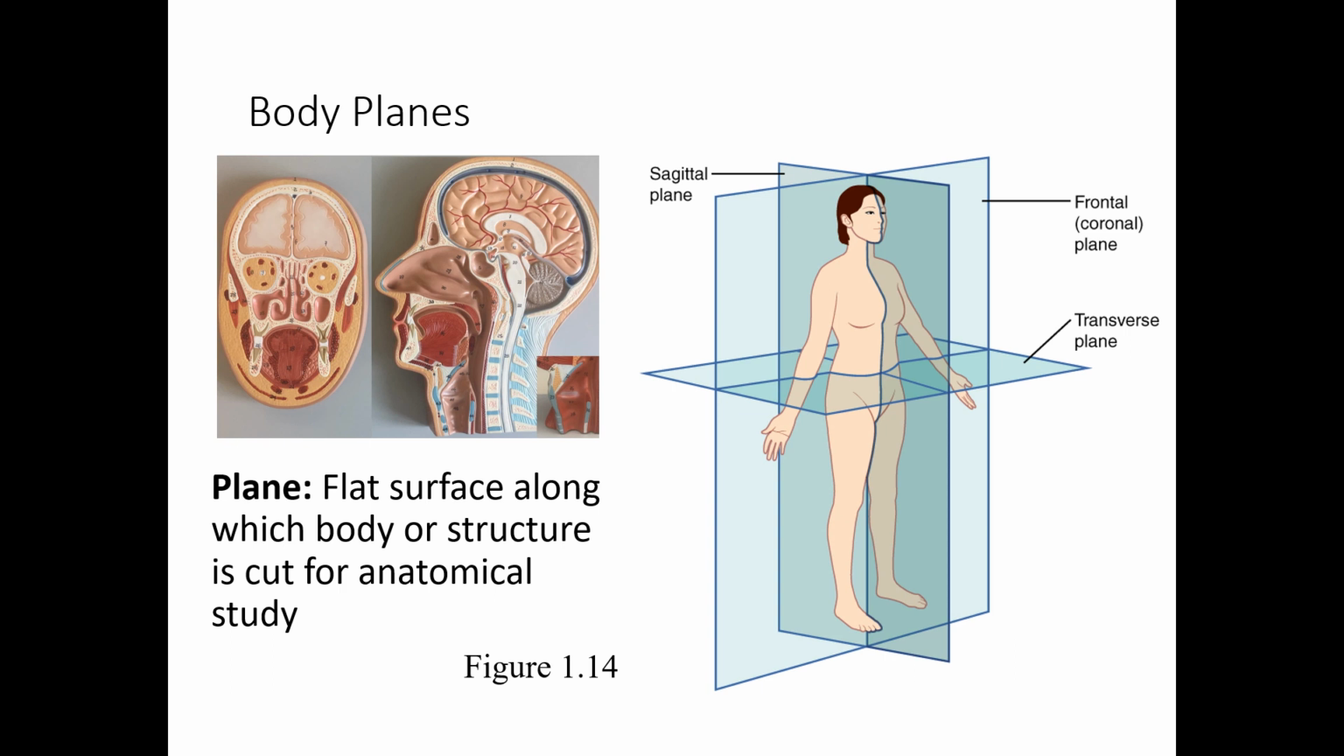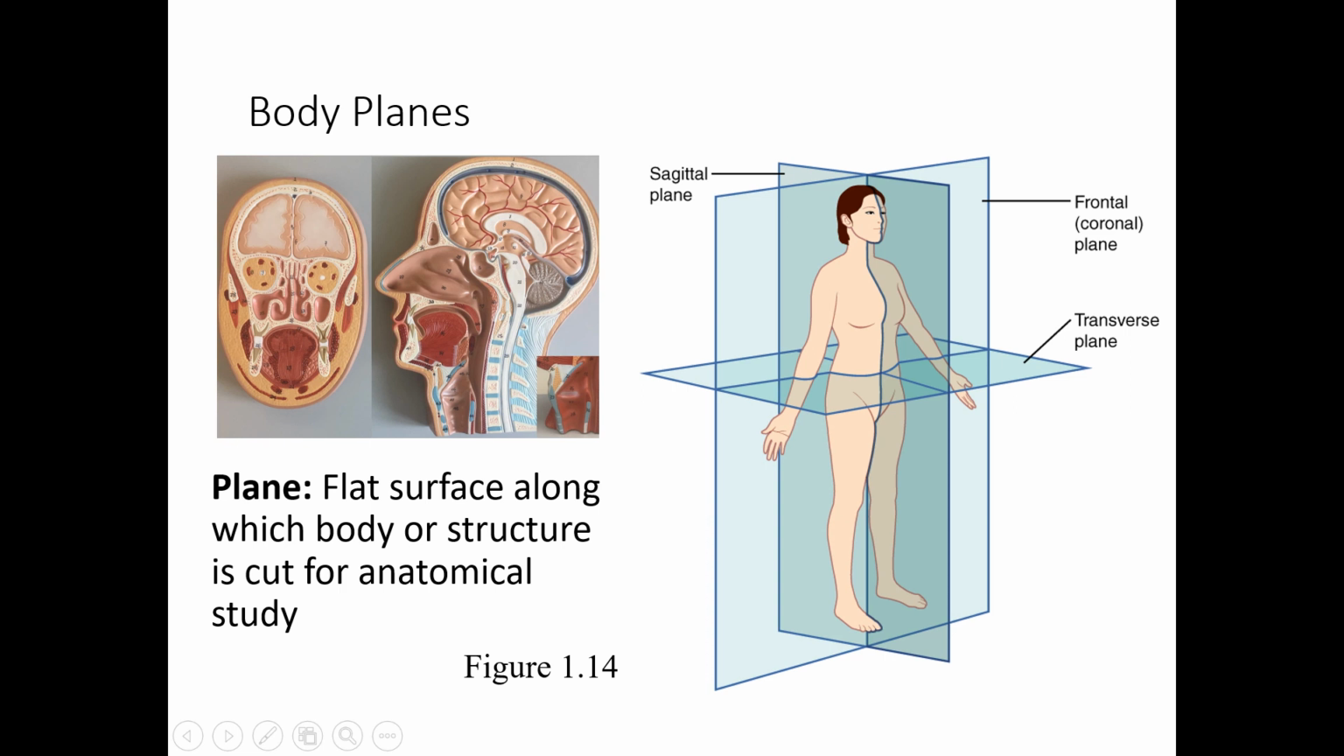Body planes. When you see a picture like that, it means that the body, or a portion of the body, head in this case, was cut in a certain way to show you the inner portion, so you could study some inner organs and structures of the head. There are several ways a human body can be cut to show internal structures, and those are called planes. A plane is a flat surface along which the body or structure is cut for anatomical study.